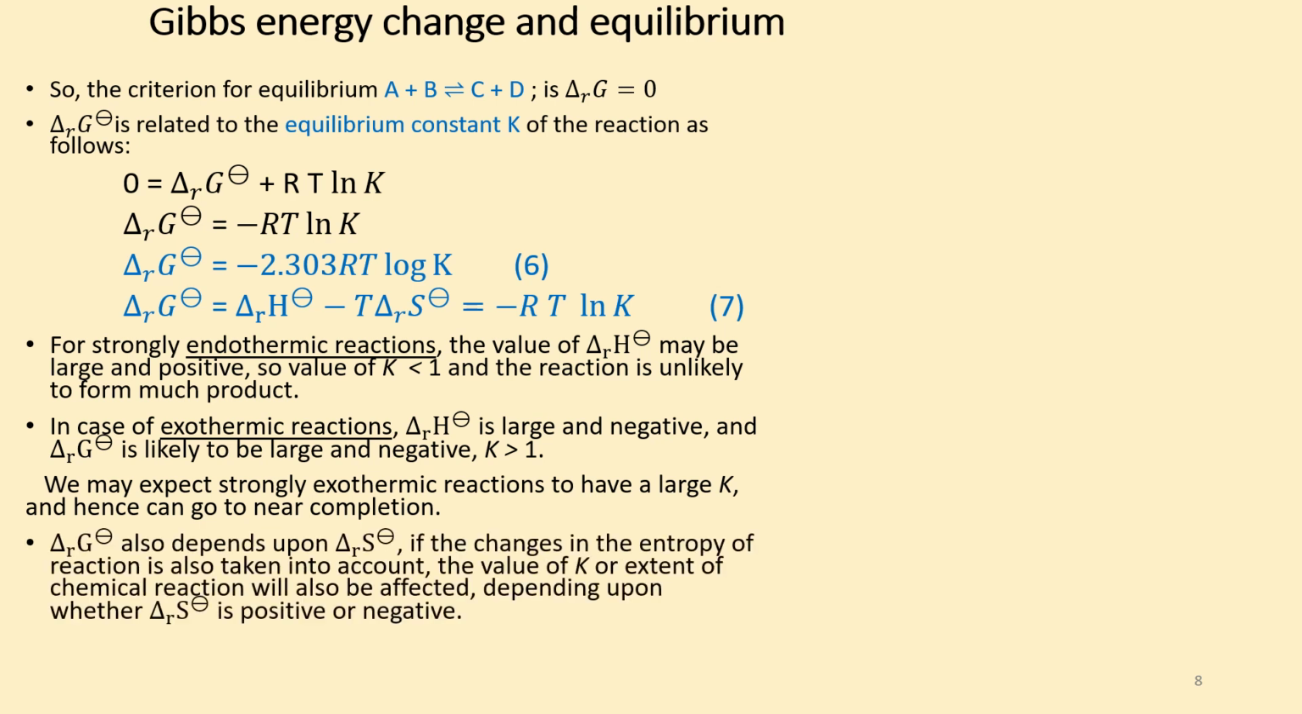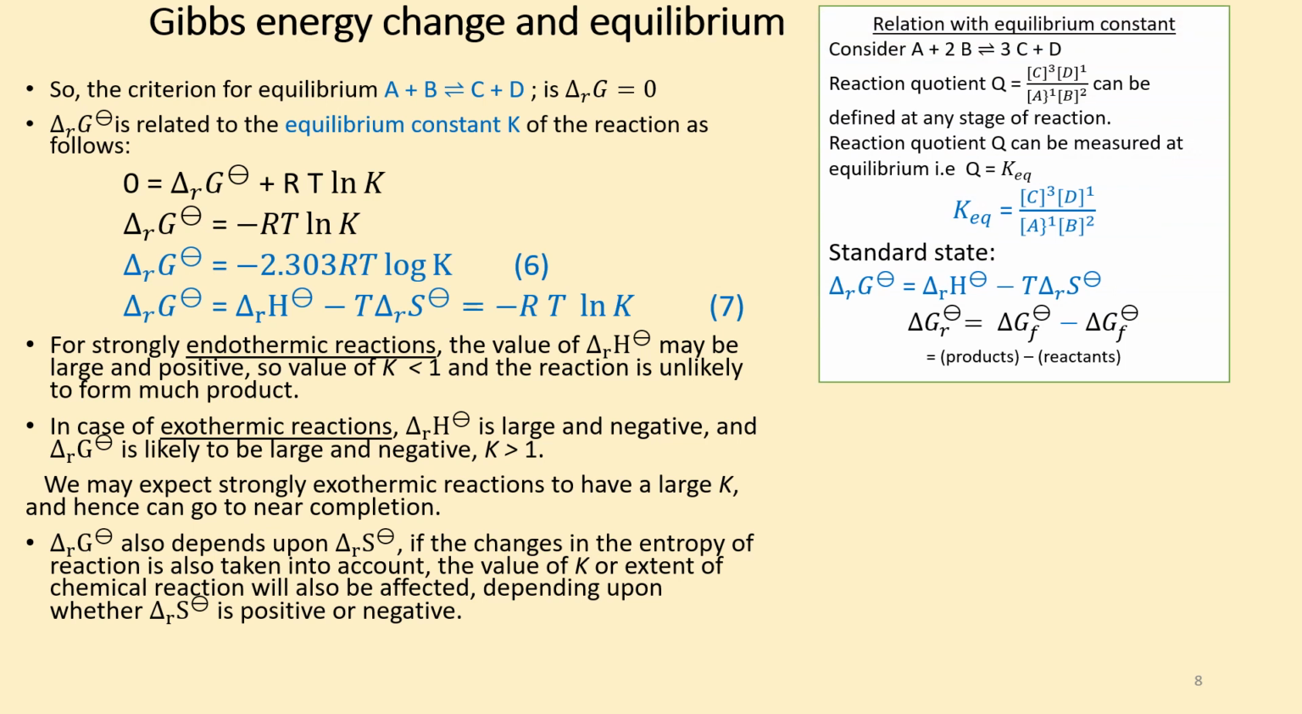ΔrG° also depends upon ΔrS°. If the change in entropy of a reaction is also taken into account, the value of K, or the extent of chemical reaction, will also be affected depending on whether ΔrS° is positive or negative.